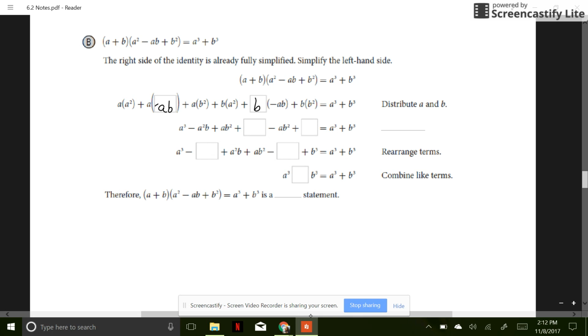Combining like terms here and putting them in order of power. What is it? b cubed. Doing some simplifying here. Minus a squared b. Putting them all together. Notice all of our middle terms here are going to cancel. We're left with a cubed plus b cubed. And so we've simplified it and proven the identity by creating a true statement.